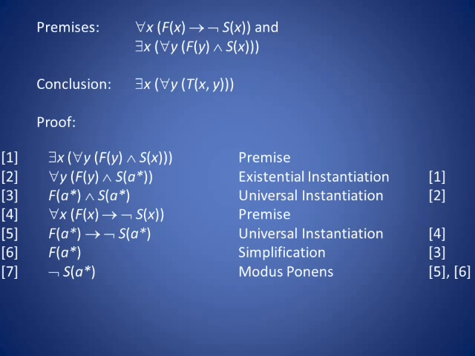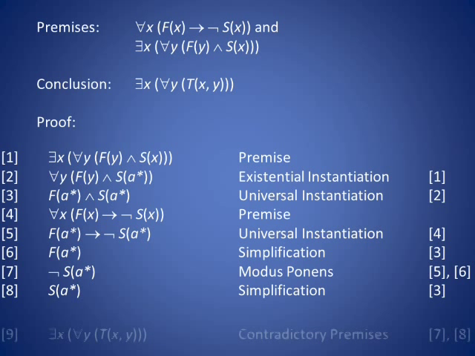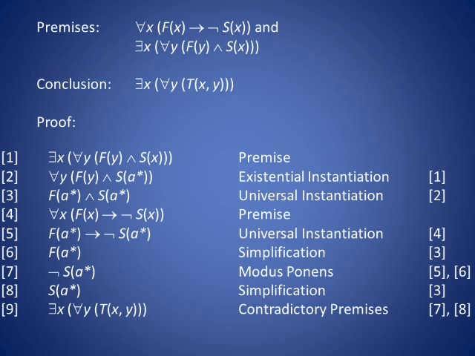Another simplification from line 3 results in s of a star. This is placed on line 8. Now we see the contradictory premises in lines 7 and 8, so we are justified in writing any valid formula on line 9. The one we choose is there exists an x such that for all y, t of x and y. That was the conclusion we sought, and this concludes the proof.